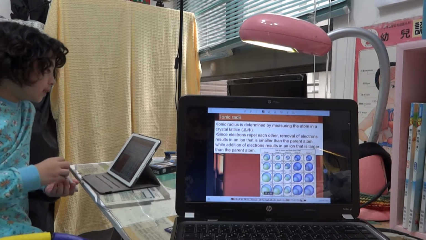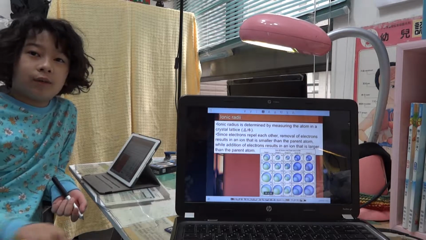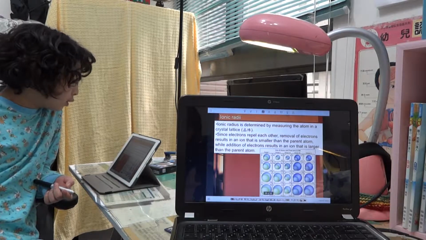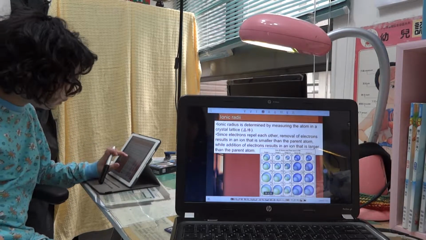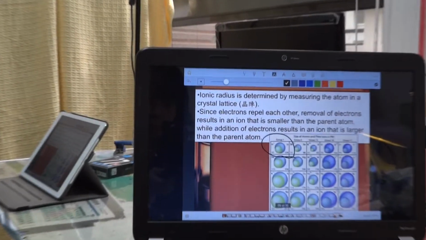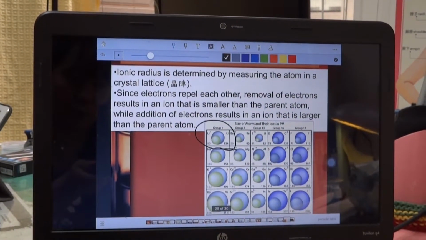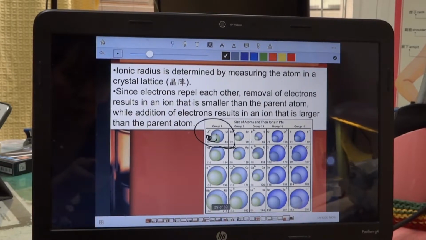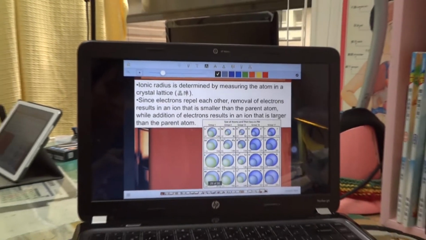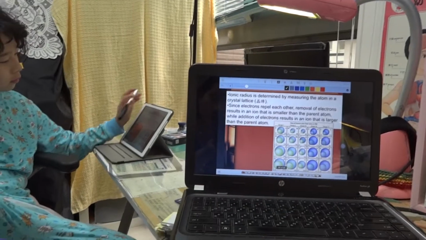Okay, so what is ionic radius? Ionic radius is just the radius of ions. For example, the gray part is just the original atoms. This one tends to give off electrons, so it becomes smaller. It's the green one. This one tends to take electrons, so it becomes bigger. So when you take electrons, you become bigger, and when you release electrons, you become smaller. It's very easy.